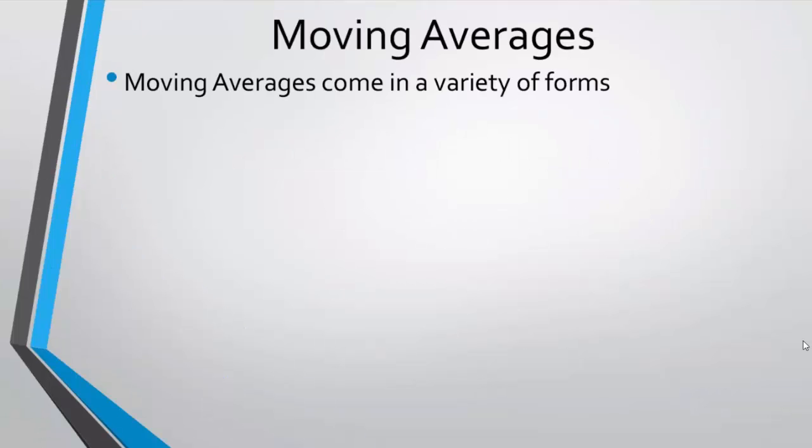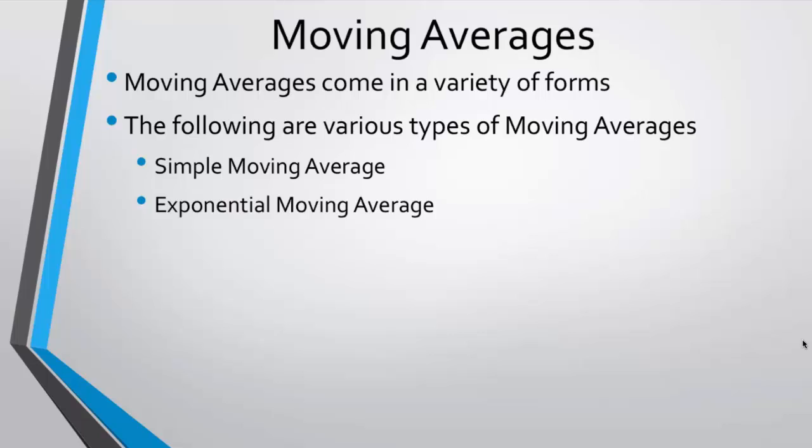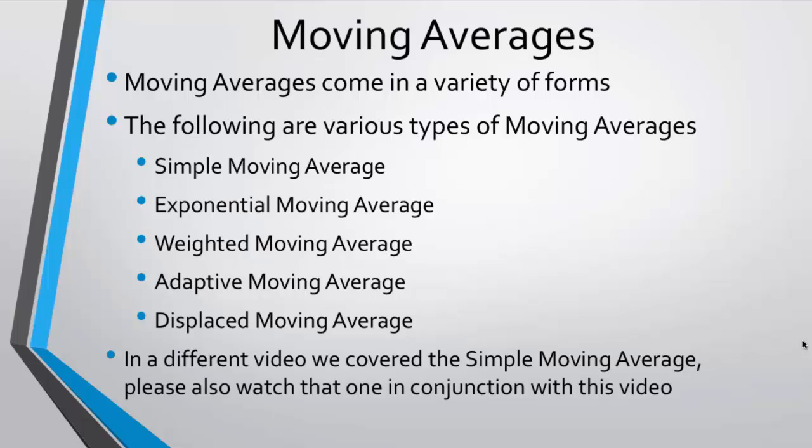So moving averages come in a variety of forms, and this is not every type of moving average, but these are the main ones, the ones that are most used. The following are various types of moving averages. There's the simple moving average, the exponential, which is what we're going to cover in this particular module, the weighted moving average, the adaptive moving average, and the displaced moving average. Again, there's others, and there's specific ones that people have developed named after themselves, but these are the main ones that every trader would know of.